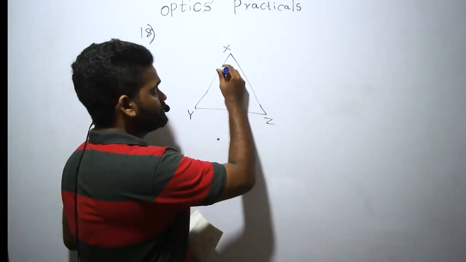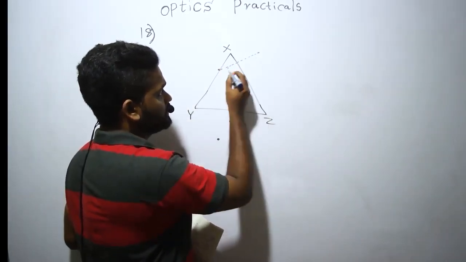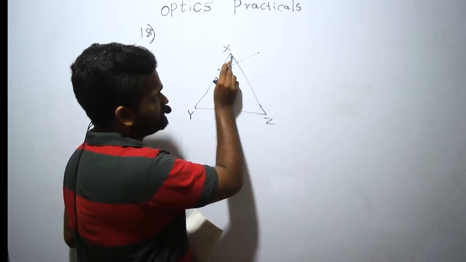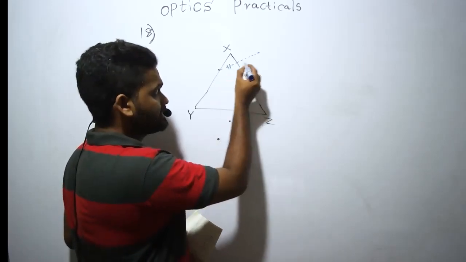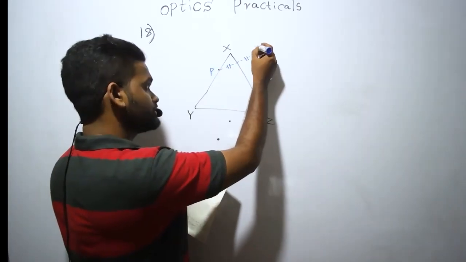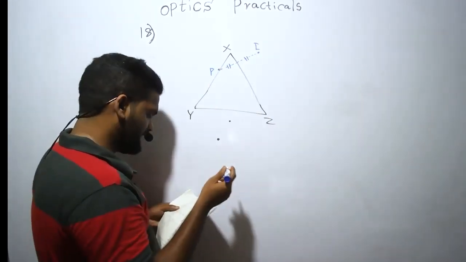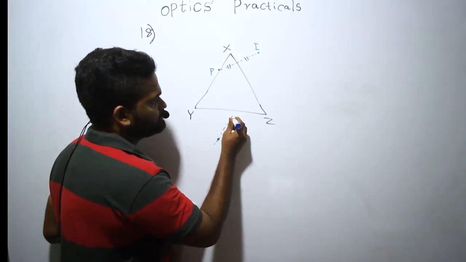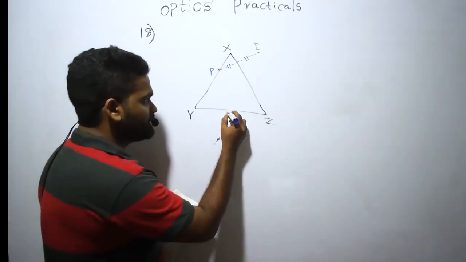We can draw the image of this one. If you think about this side as a mirror, at the same distance there is an image of P. There's an image of P here. Then the other creation is you can extend this line till it meets the XZ side. Let's name it as capital L.